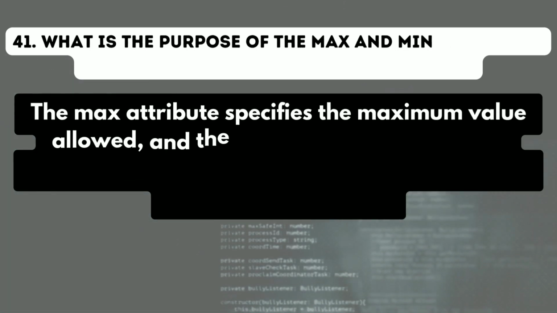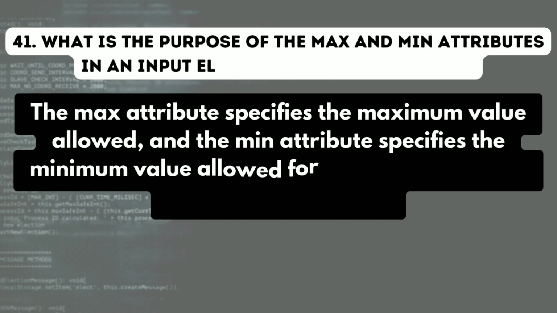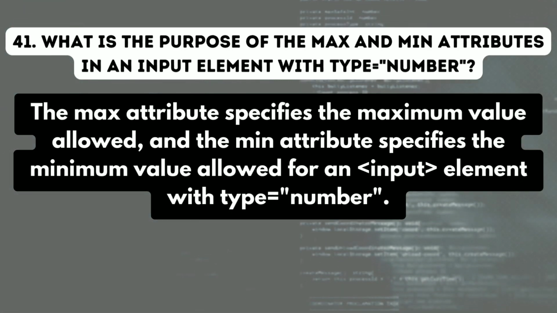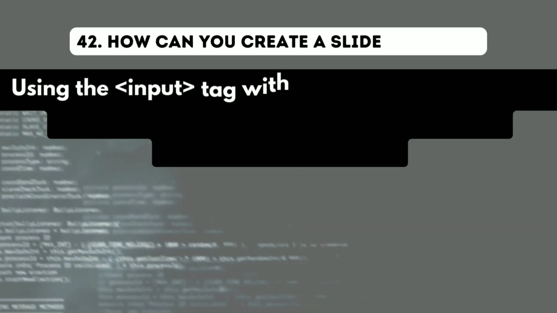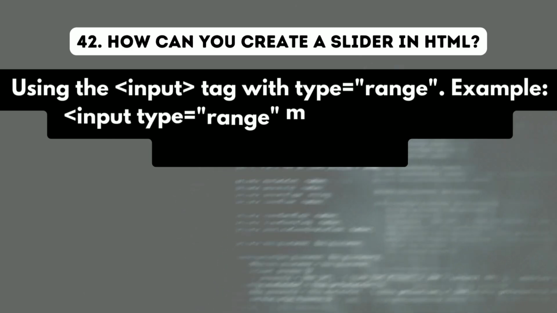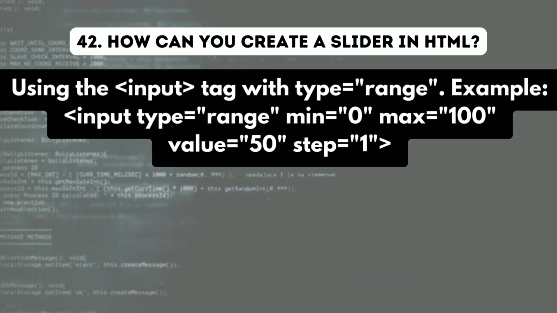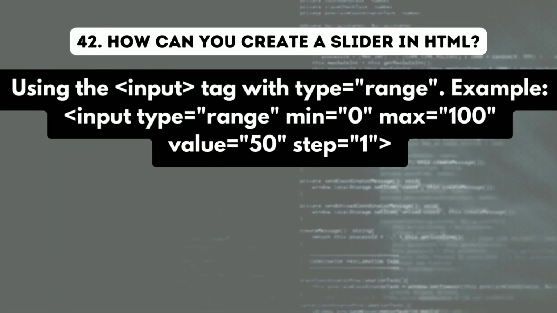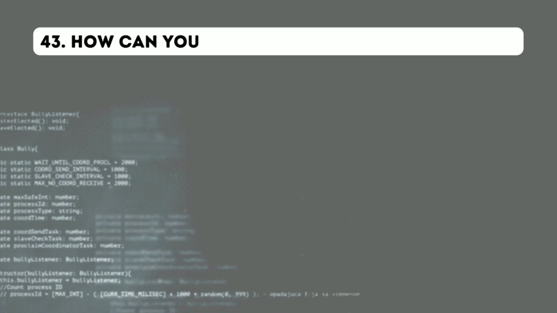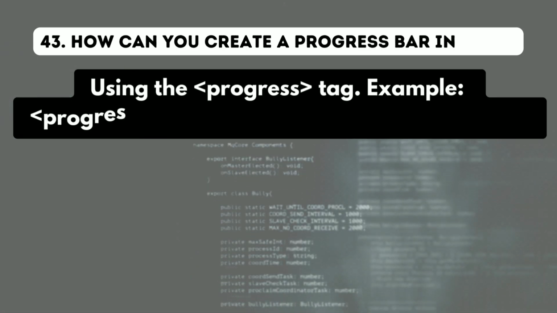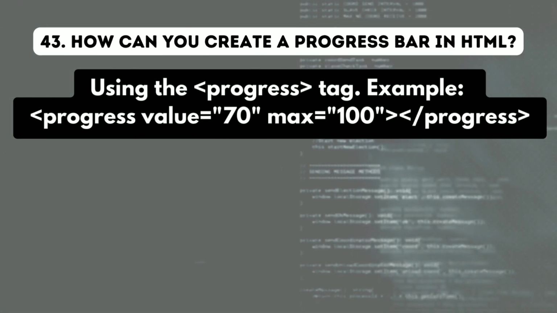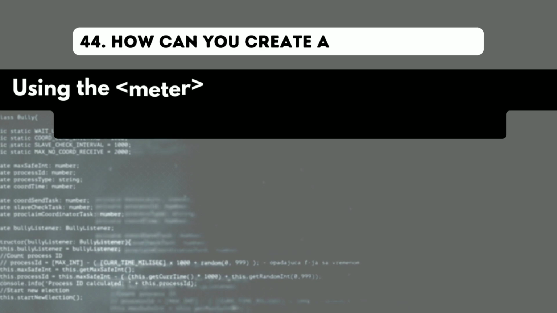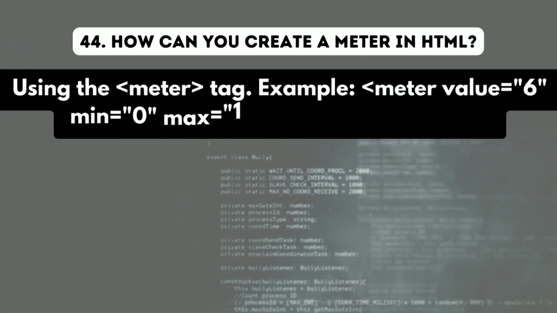41st question, what is the purpose of the max and min attributes in an input element with type equals number? 42nd question, how can you create a slider in HTML? 43rd question, how can you create a progress bar in HTML? 44th question, how can you create a meter in HTML?